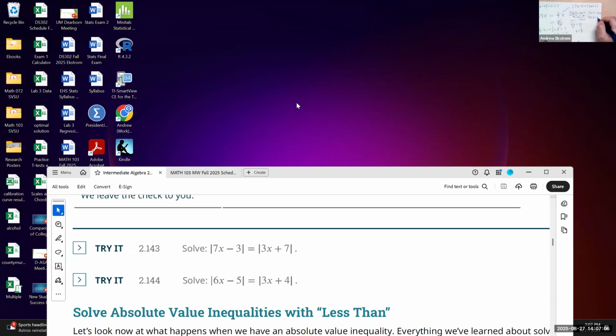So negative 3x minus 7. Again, I'm looking at this. Which one of these is a larger value, 7 or negative 3? I'm saying 7. So I'm going to add 3x to both sides. That means I have to move this to the other side. Negative 7 plus 3. Divide both sides by 10.